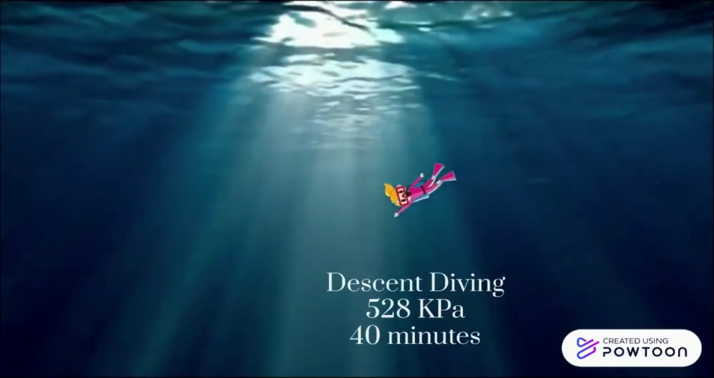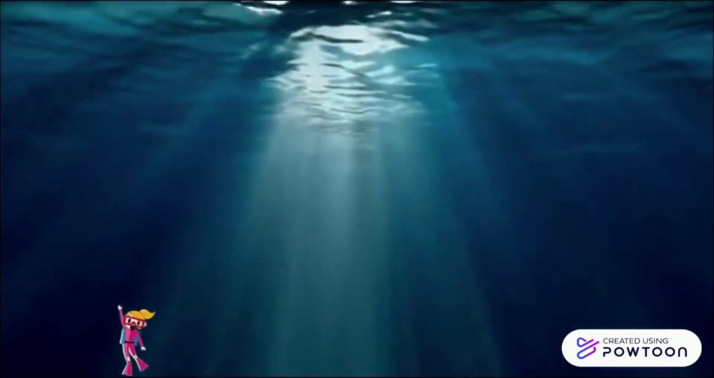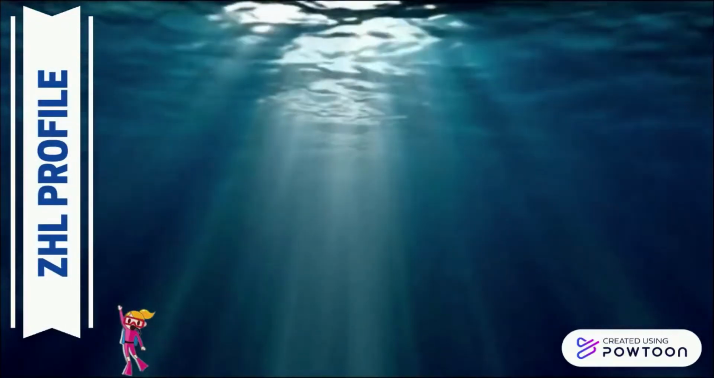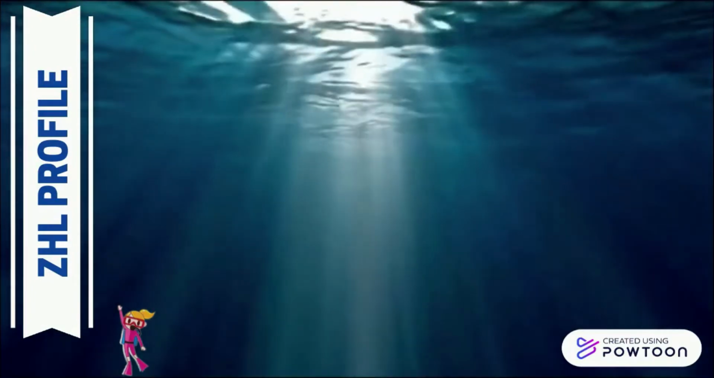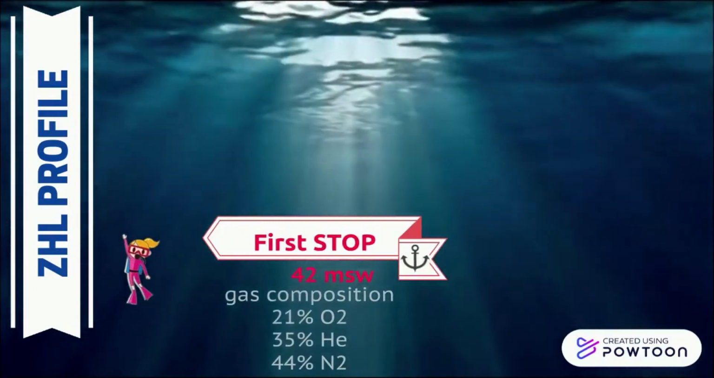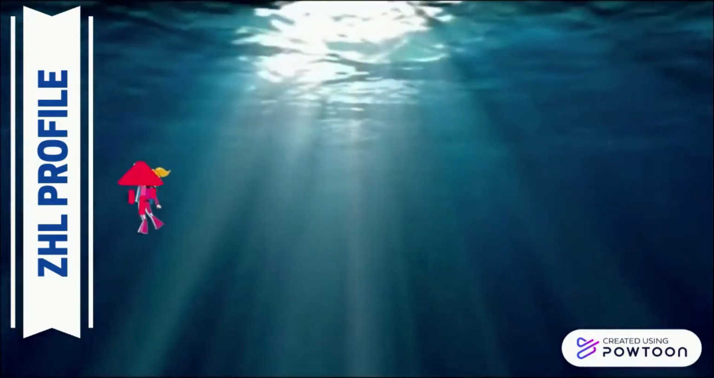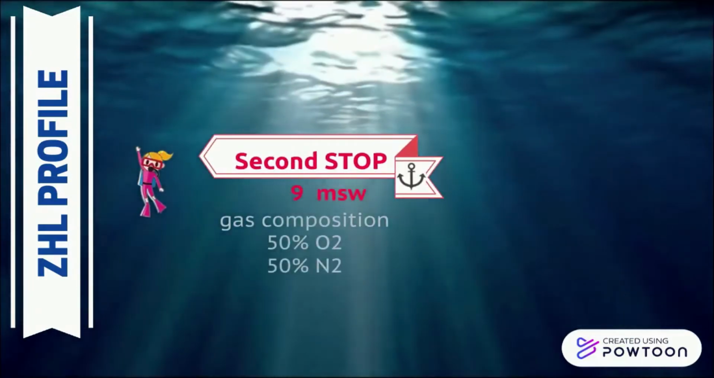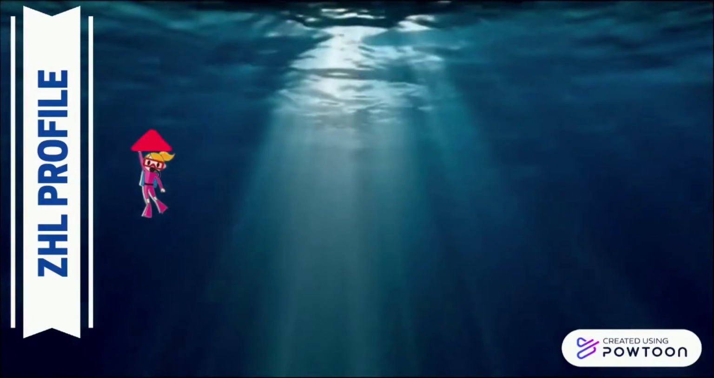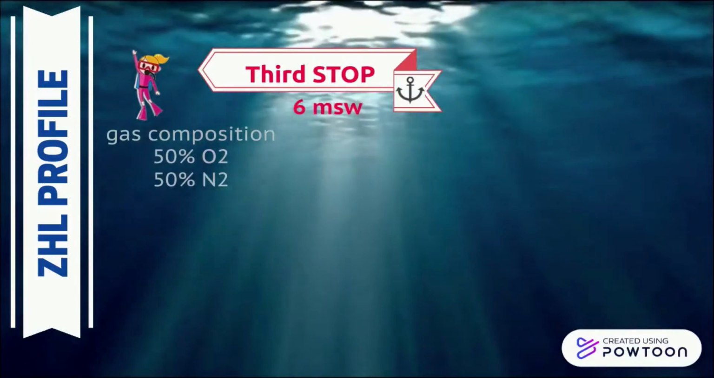In the experimental tests, all volunteers descended to a pressure of 528 kPa, and remained at the bottom for 40 minutes. The percent gas composition at the first stop is 21 oxygen, 35 helium and 44 nitrogen. In the ZHL profile, there was a decompression rate for the second stop, and the respiratory gas was changed to 50 oxygen and 50 nitrogen. At the third stop, the composition of the gases remains.